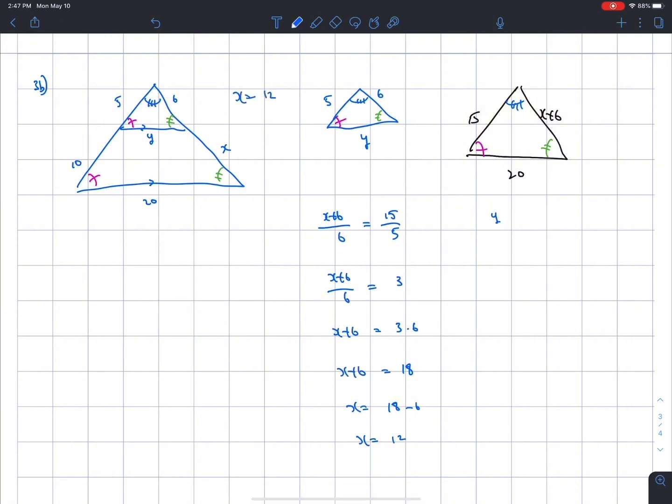To find y, we can go y over 20. This is y over 20 must equal 5 over 15. So again, we have to be consistent. y over 20 is the smaller one over the bigger one. That's why on the right hand side, this ratio is also the smaller side length divided by the bigger side length. So y over 20 equals 1 over 3, and then we cross multiply. 3y equals 1 times 20, which is 20. Divide both sides by 3, we get y equals 20 over 3. So y equals 20 over 3. Those are the answers.